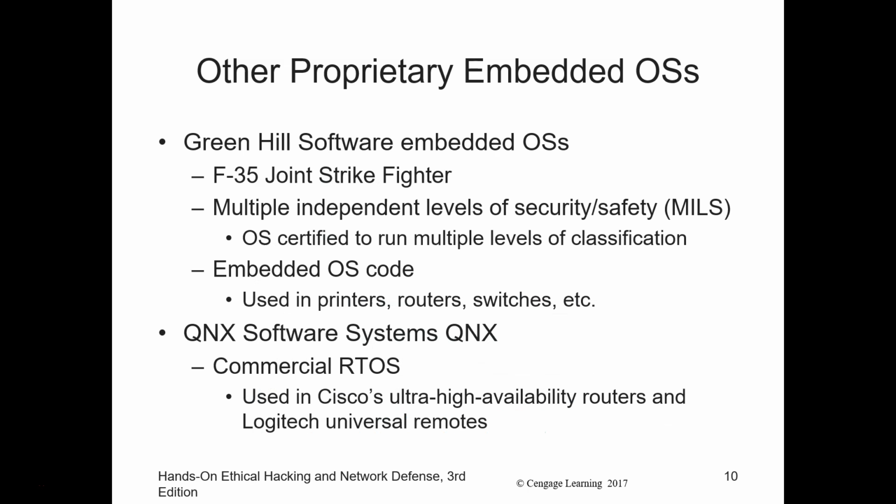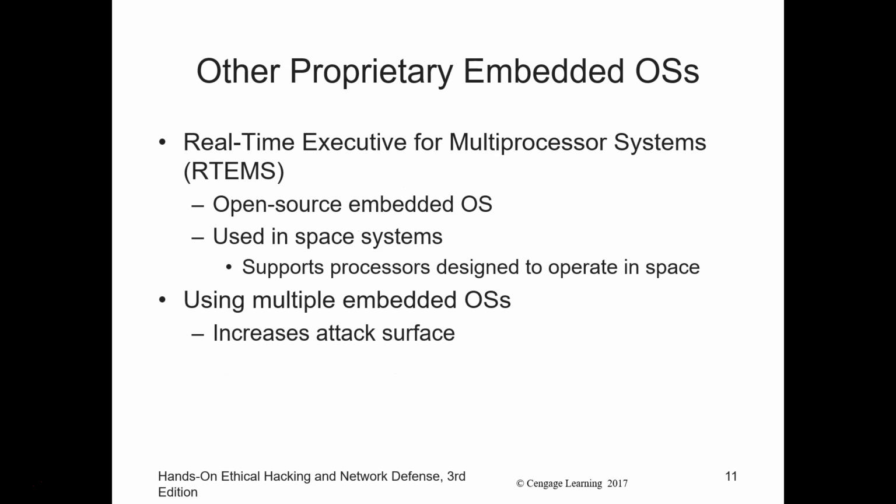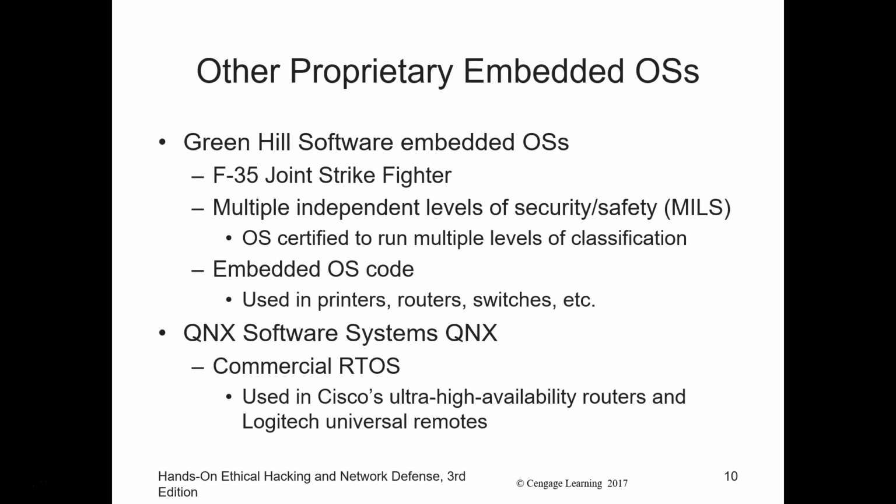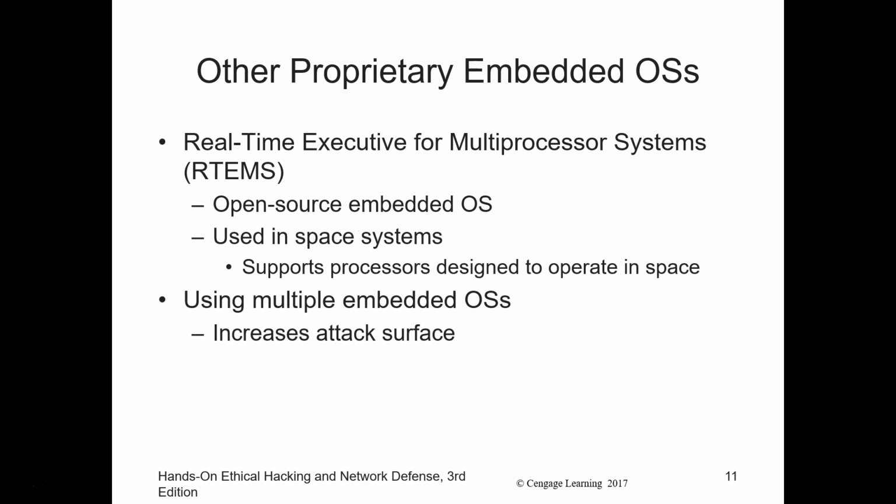You have Green Hills Software. This is for the F-35 Joint Strike Fighter. Then there is another one, QNX Software Systems, or QNX, used by Cisco. There is RTEMS, the Real-Time Executive for Multiprocessor Systems, which is another type of proprietary embedded operating system. Used in space systems, it supports processors designed to operate in space. When people use multiple embedded operating systems, that means it has more capability and more processing power, right?